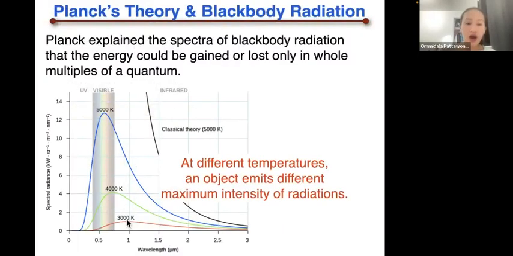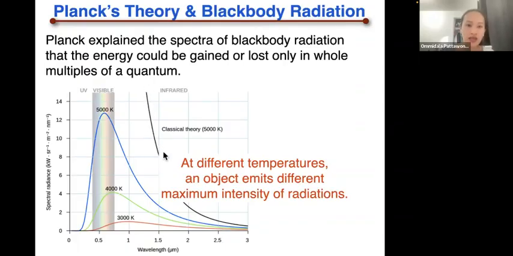So Planck used the idea of how light behaves as quanta, or packets of energy, to explain the spectra of black body radiation, that energy could be gained or lost only in whole multiples of a quantum. Okay, so it cannot be lost or gained in a continuous amount, like what the classical theory or the continuous wave theory explains, right? So which is incorrect here.